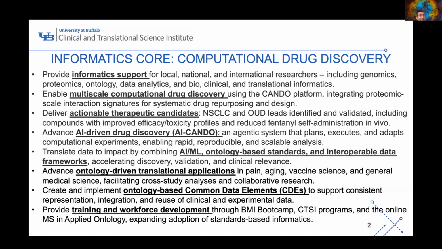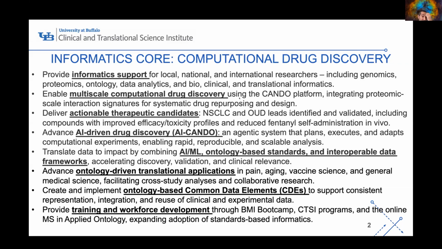In terms of our informatics core duties, this is just an overview of what we provide here for computational drug discovery. We provide informatics support for various kinds of researchers, from the local area in Buffalo to all over the world. This includes proteomics, ontology, data analytics, and clinical and translational informatics. We have this multi-scale drug discovery platform that I'll talk about in a bit more detail in a minute.